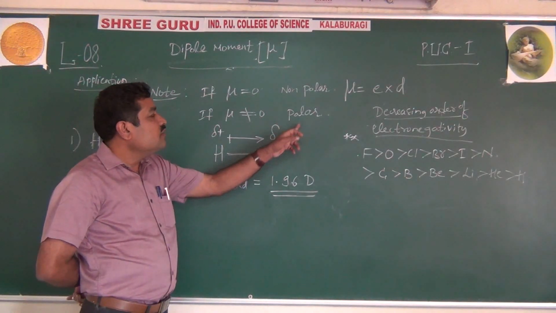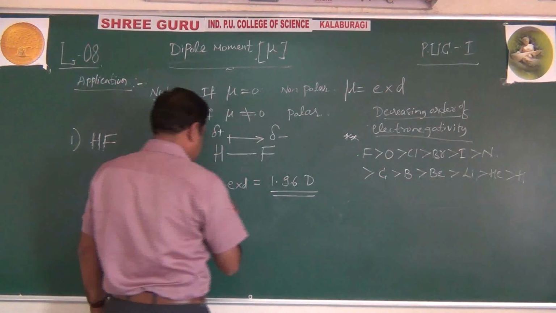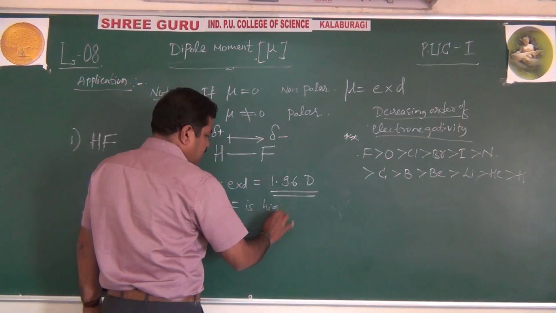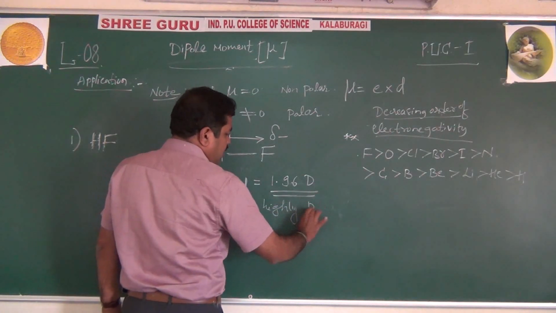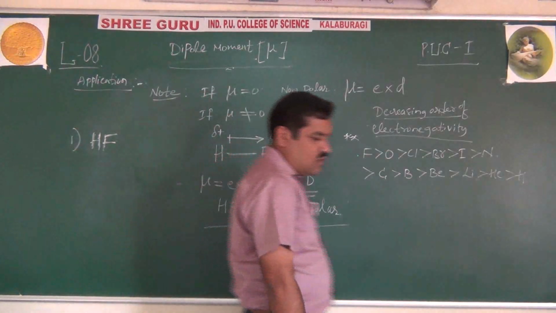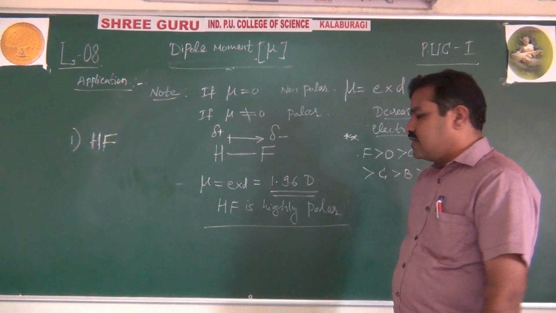Then what is your inference? It is highly polar. Remember, HF is highly polar in nature. Like this, you have to go on deciding one by one. That is the first example.